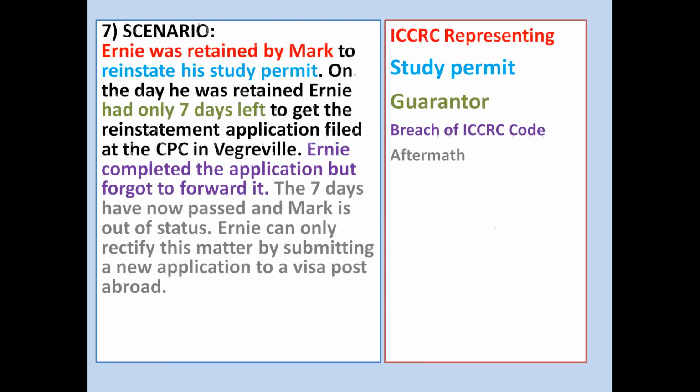Alright, so let's take a look at the scenario. The important parts in here, they have quite a few. So you can see that Ernie was retained by Mark. That's the first one. So you know that he's a member of the ICCRC, so maybe something in there with that. We can tell that he has a study permit, so he's here legally, and that's perfect. And then we have time as well, so he has only 7 days left. Something with the time. We have Ernie completed the application but forgot to forward it, so probably a breach of the ICCRC code. And then the aftermath, so what happened because of that.